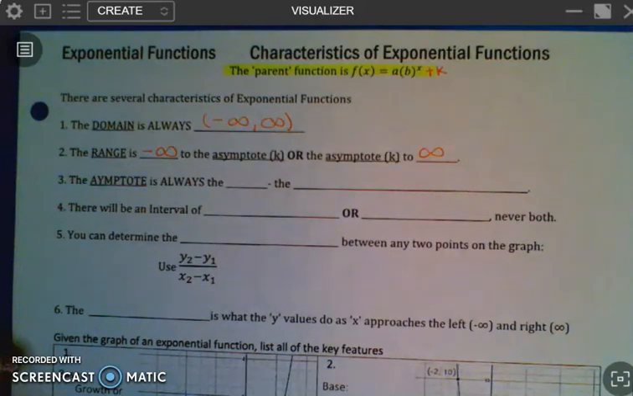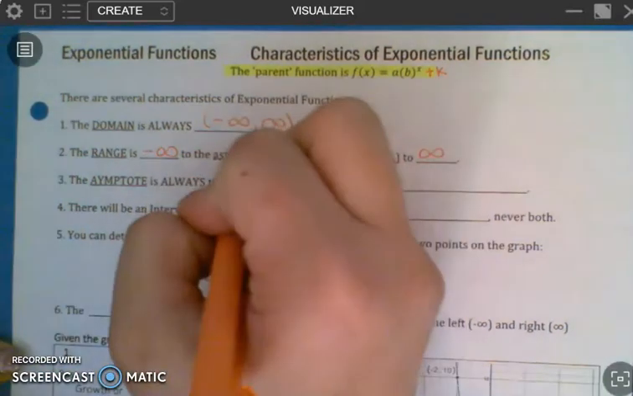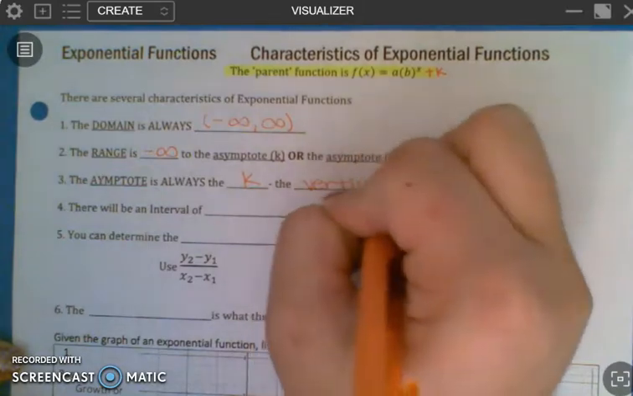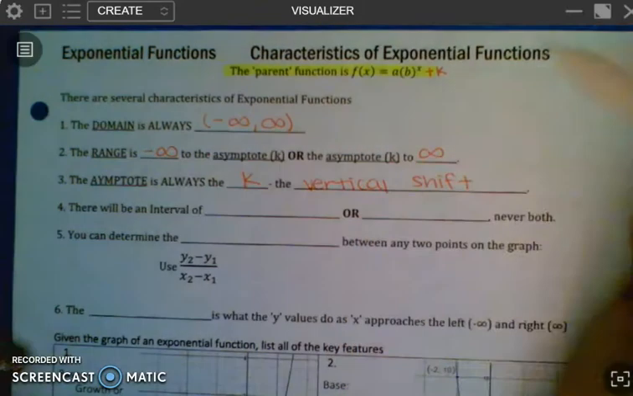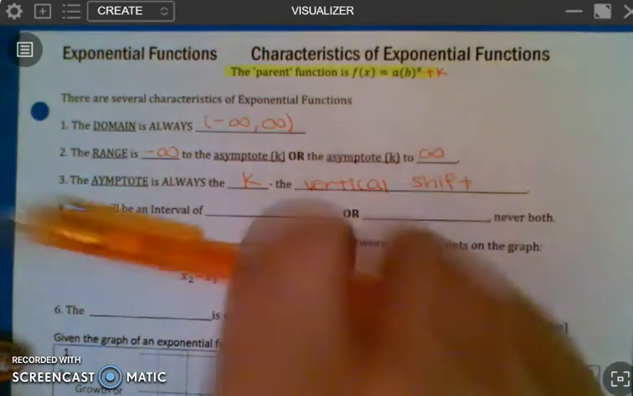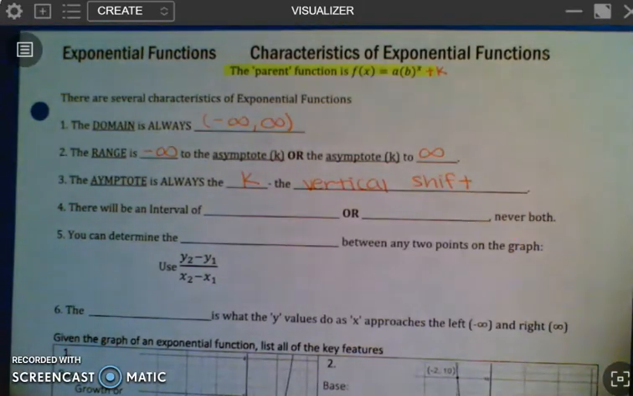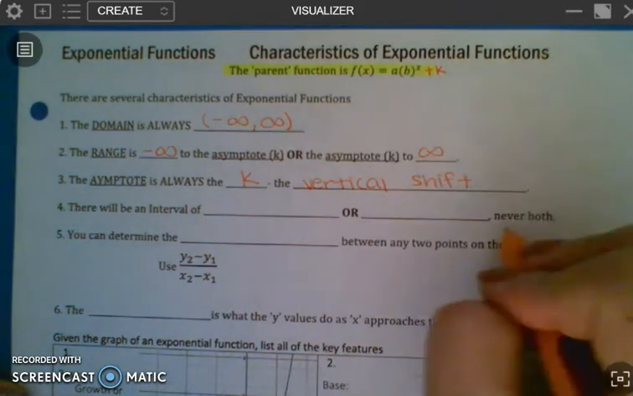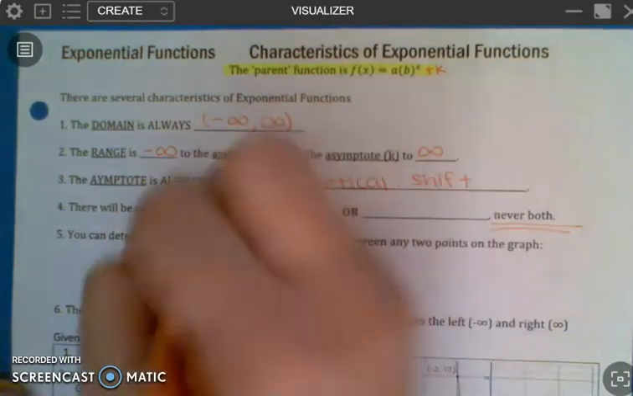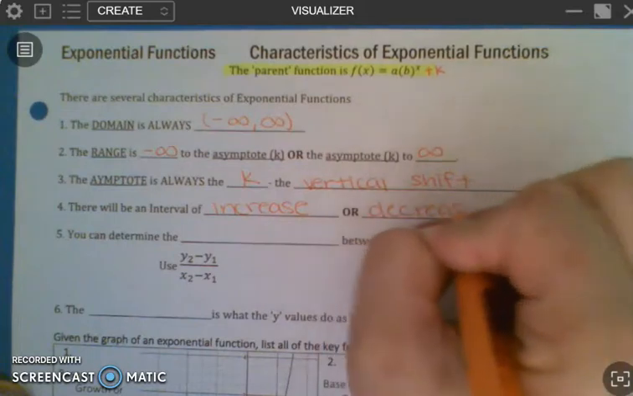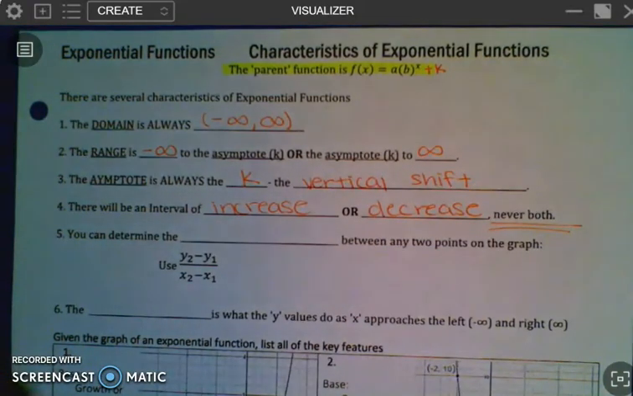So number 3 talks about the asymptote that we just talked about in number 2. The asymptote is always the k, which is the vertical shift. So a number at the end, you have a graph, and then it's going up and down. That's the k value. Next is there will always be an interval of increase or decrease, but never both. So it's either going to go up or down.